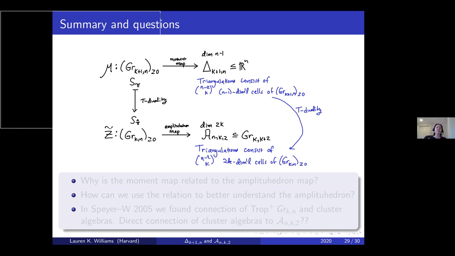So let me just mention a few questions. It would be really nice to understand why the moment map is related to the amplituhedron map.